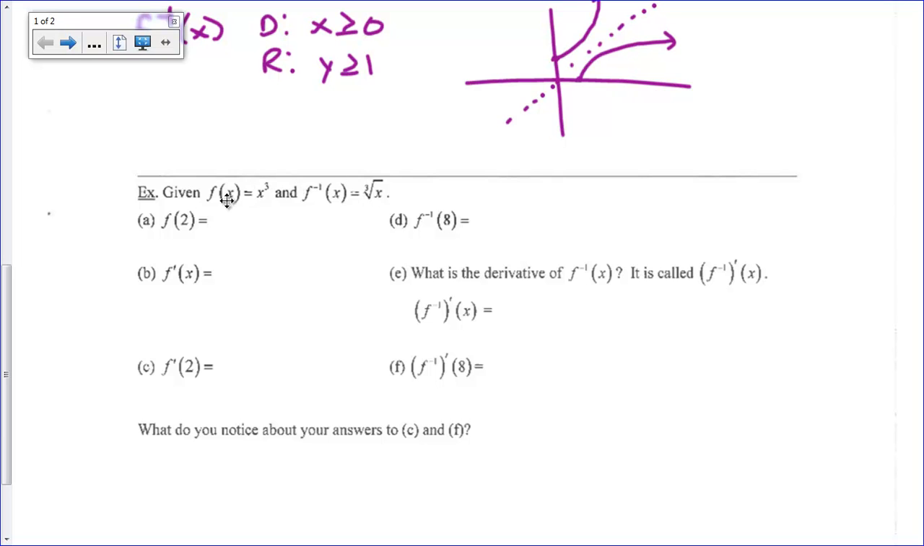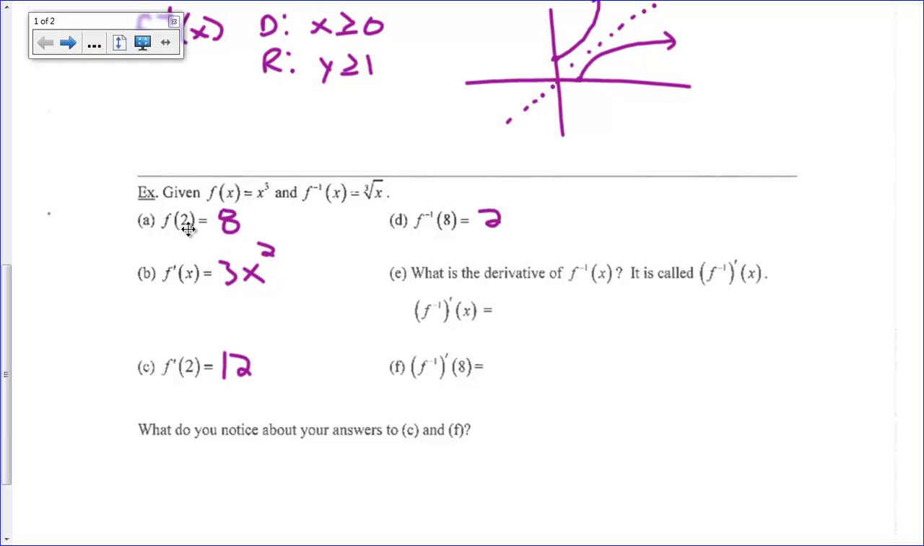I've got two functions that are inverses of each other, x cubed and cube root of x. Let's go through and discover something that's pretty neat. f of 2 would be 2 cubed, which is 8. f prime of x would be 3x squared. So f prime at 2 would be 12. Now, f inverse at 8 would be the cube root of 8, which is 2.